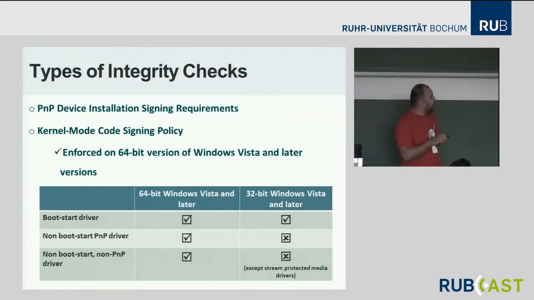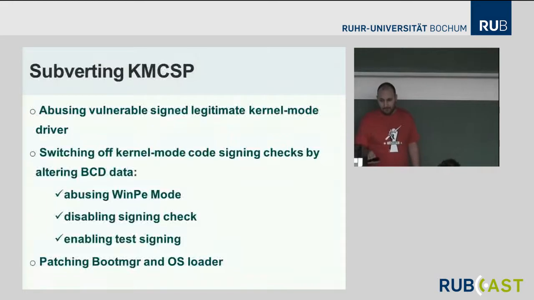We have PnP device installation signing requirements, but it's not interesting for rootkit installation, and we speak about kernel mode code signing policy. This technique works on 64-bit operating systems, Vista and later. How can we subvert the kernel mode signing policy?